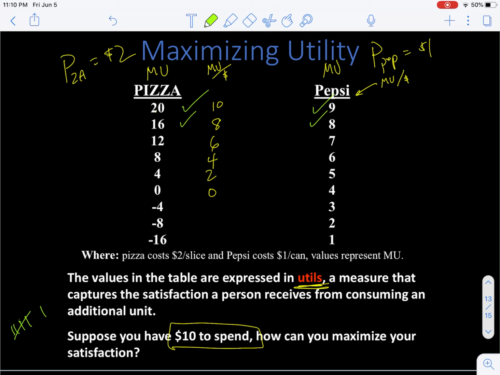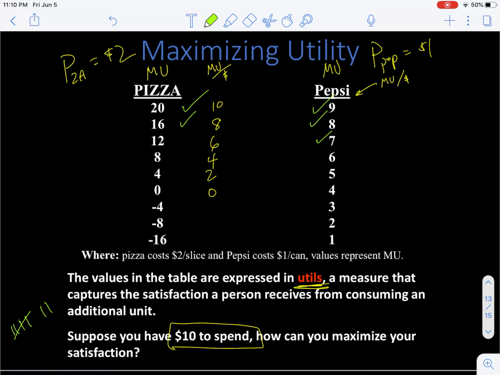What are you going to do next? Pepsi or pizza? Well, the bang for my buck from a Pepsi is higher than from a pizza, so I'm going to buy a Pepsi. And now what? What's next? Where am I now? I have 3 Pepsis and 2 slices of pizza.